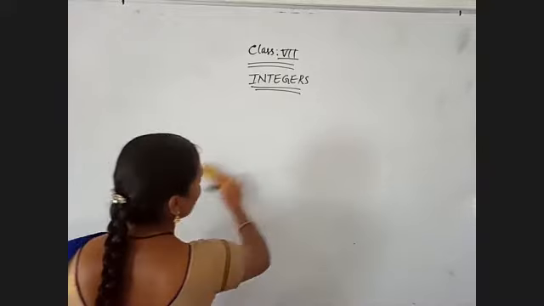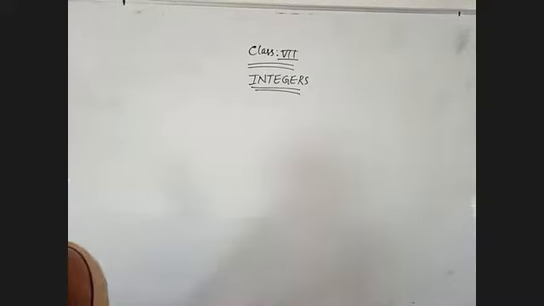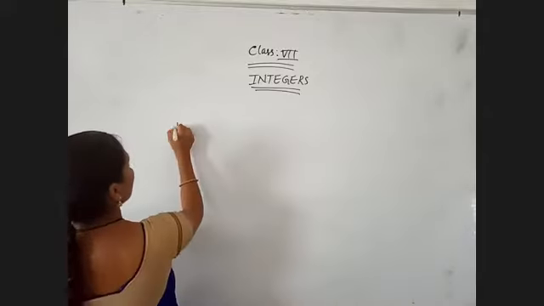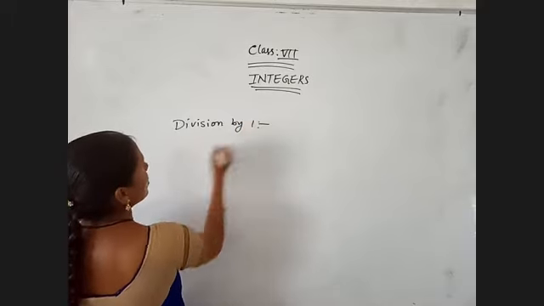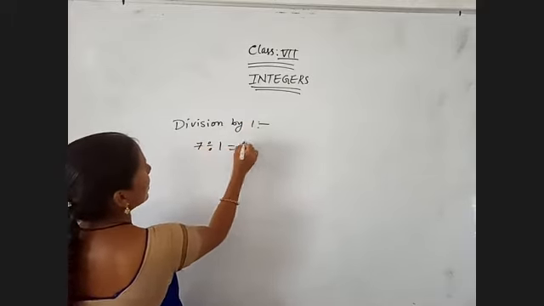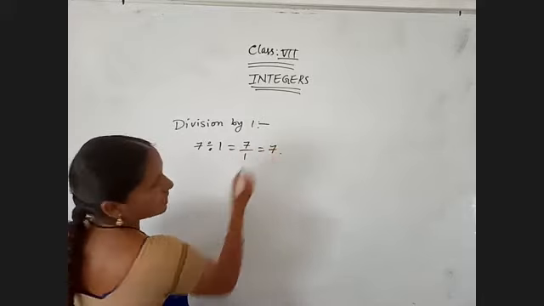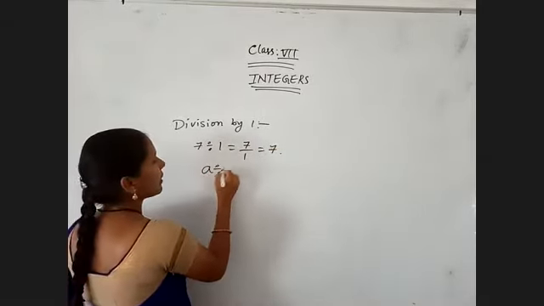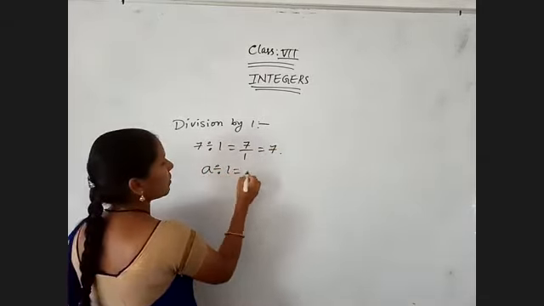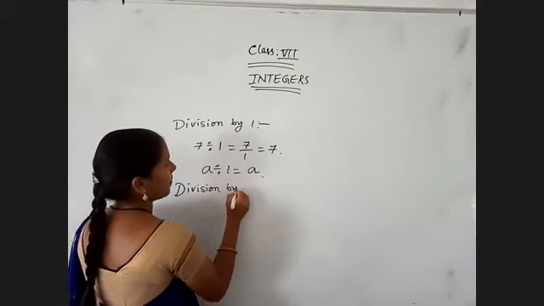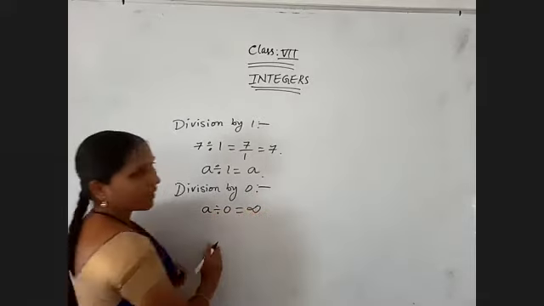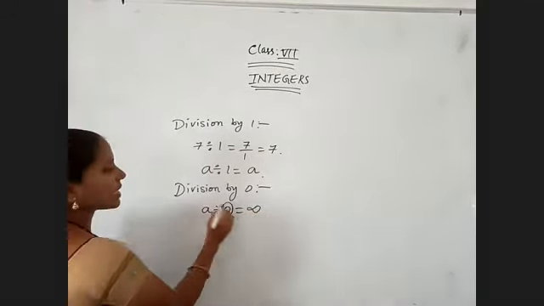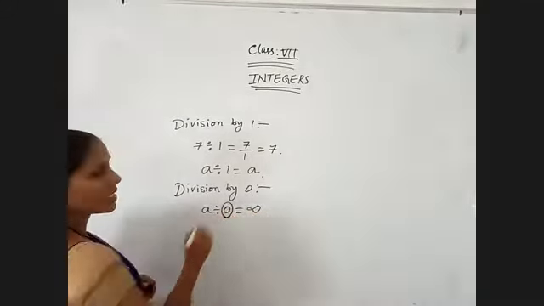After this I am going to explain division of integers. For division, we need to remember 2 points. Division by 1: if I divide any number by 1, that is 7 by 1, it is equal to 7 itself. So any number divided by 1 is equal to that number itself. Division by 0: if I divide any number by 0, that value is not defined. If the divisor is 0, we are not able to find its value.